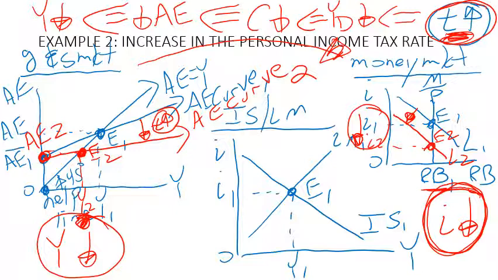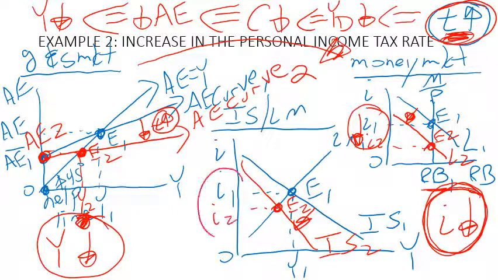It's an IS event because it's the goods and services market where the event started. So the IS curve will decrease. It will move in a leftward direction. So it would look like this. This is the new IS curve, IS2. New equilibrium.